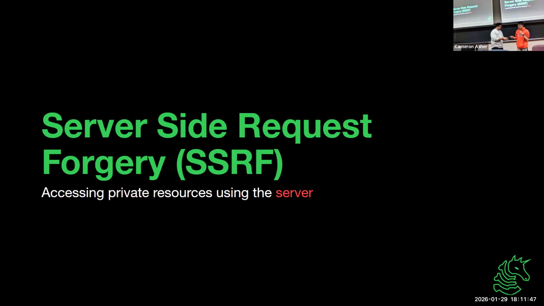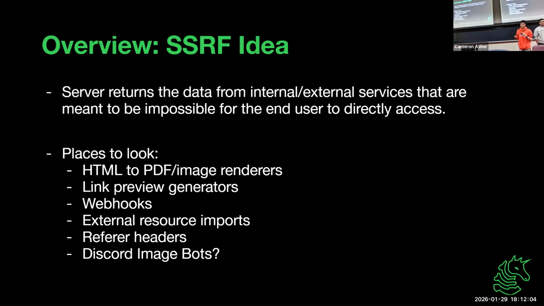Okay, so I'm doing server-side request forgery. So that's accessing private resources using the server. Like you make a request to the server, the server makes a request to a third party, and hopefully the server can only access public IPs, but normally that's not implemented very well, and there's a lot of reasons why that happens. So the idea is it returns the data from an internal service that's impossible for the end user to access. Like you can have HTML to PDF image renderers, anything that really takes a link and then sends a request to it.